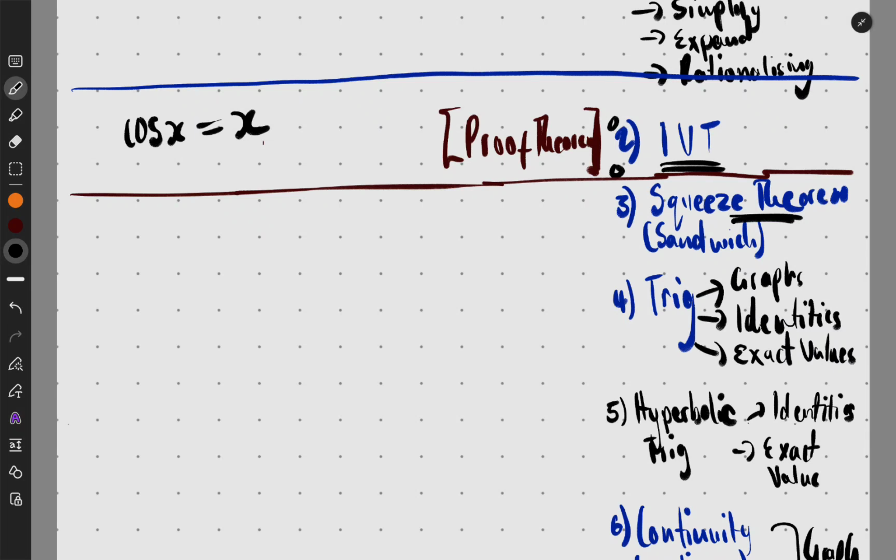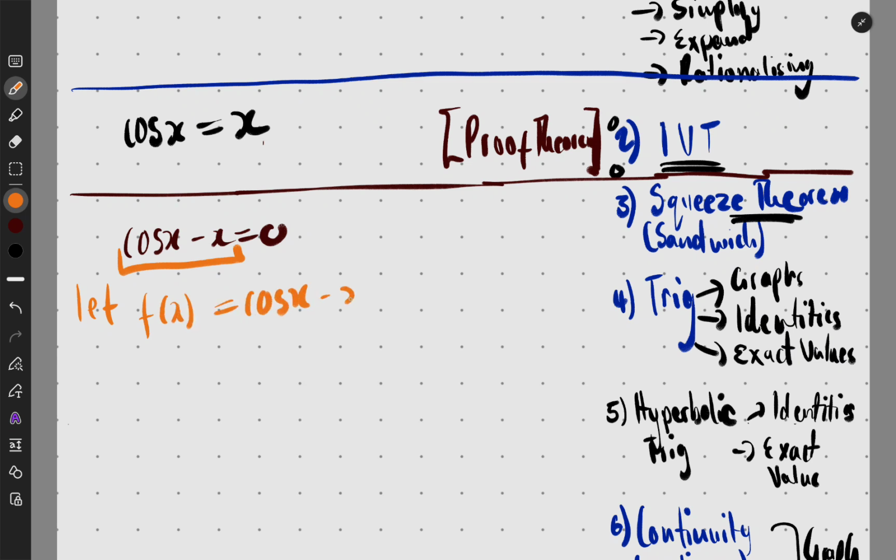Now, if you get a thing like this, for intermediate value theorem, what you must do is, first you make sure your function is equal to 0. So we take x to the other side. We have cos x minus x equal to 0. Once it's equal to 0, we let this guy which is equal to 0 be f of x. So you let f of x be equal to cos x minus x.